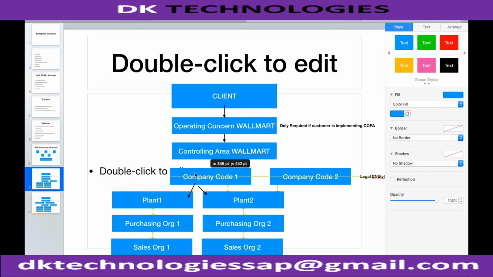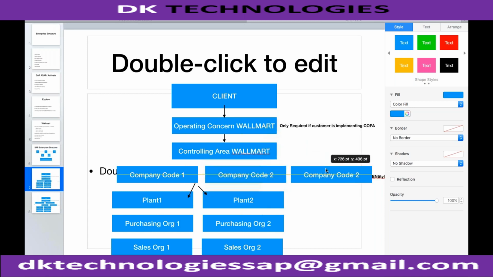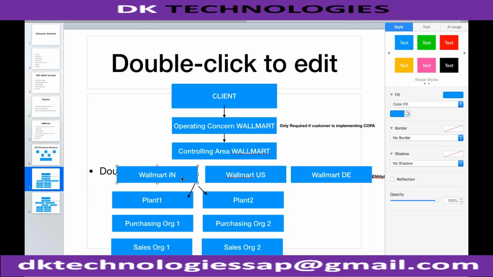Now within this, we agreed, how many company codes, how many legal entities do they have? Three legal entities: one in India, second in US, and third in Germany. So this is Walmart India, this is Walmart US, and the last one is Walmart Germany. These are the three legal entities, the three company codes we need to set up in the system to configure this scenario. Okay, let's go to the other questions now.